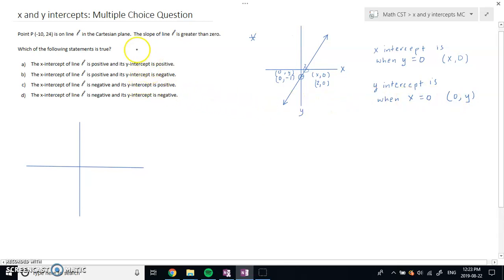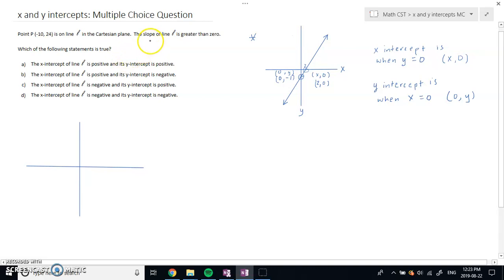If we look at the multiple choice style question, we can see that they've given us a point and some information about a line. So it says point P, -10, 24, is on line L in the Cartesian plane. The slope of line L is greater than 0. Which of the following statements is true?